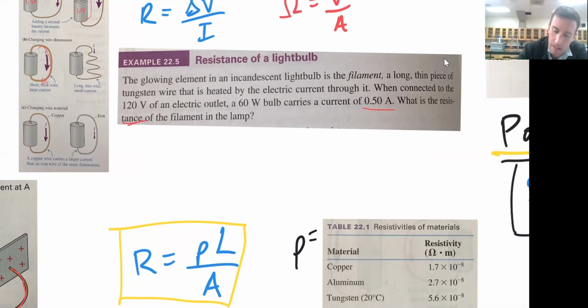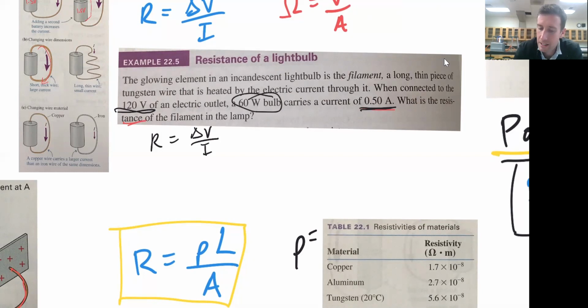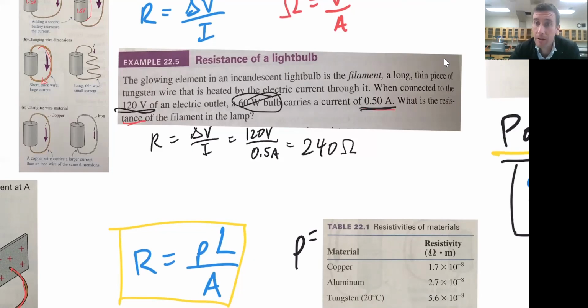Okay, so I need resistance, and I know that resistance equals the change of voltage over the current, and I have a voltage, there's 120 volts of electrical outlet, and I have a current, 0.5 amps. It gives me 60 watts, but that's not actually necessary. We haven't talked about power yet. So that would be 120 volts divided by 0.5 amps gives me 240 ohms of resistance. That ohms looks a little bit funky. There you go. So 240 ohms of resistance through the filament in the light bulb wire. All right.